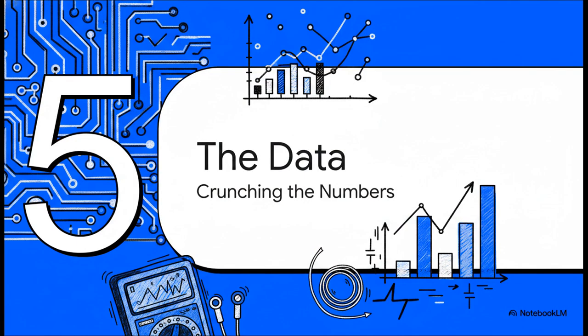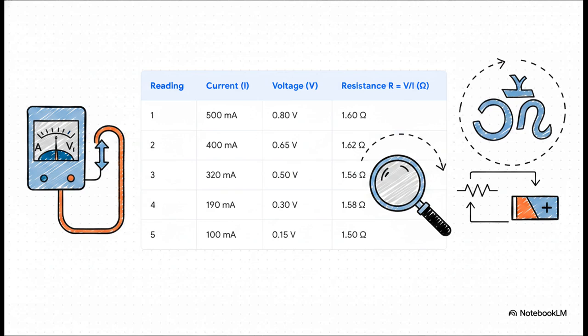We've done the hands-on work, now for the payoff. Let's look at the data and see what story it tells us. Okay, so here are 5 sets of readings taken straight from a lab manual. Check out the ammeter and voltmeter columns. As one goes down, the other follows. But the really interesting column is that last one, R equals V divided by I. Look at how, despite some tiny variations, the value stays incredibly consistent, right around 1.56 ohms. That, right there, is Ohm's law in action.